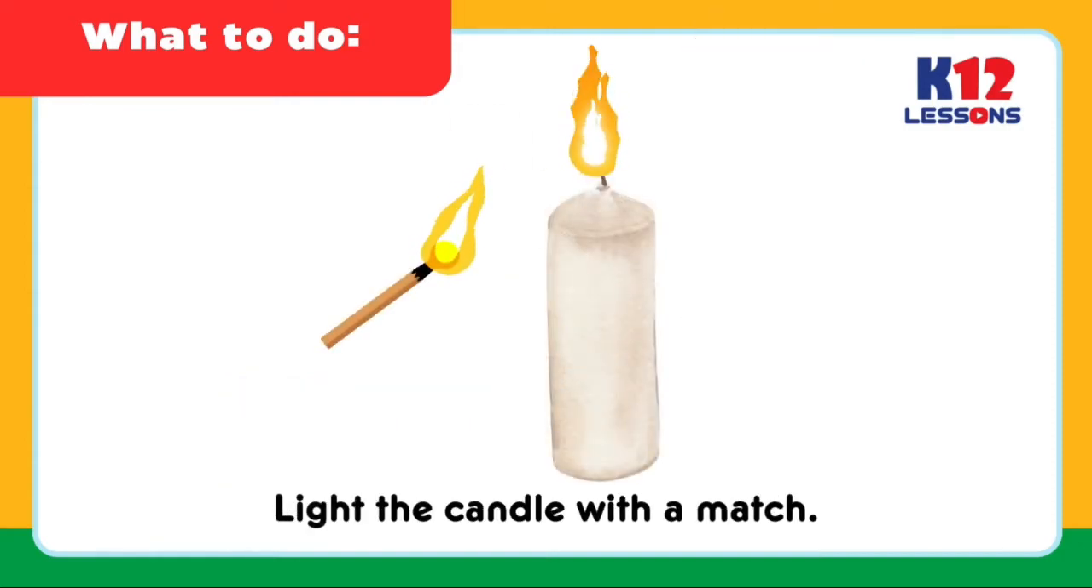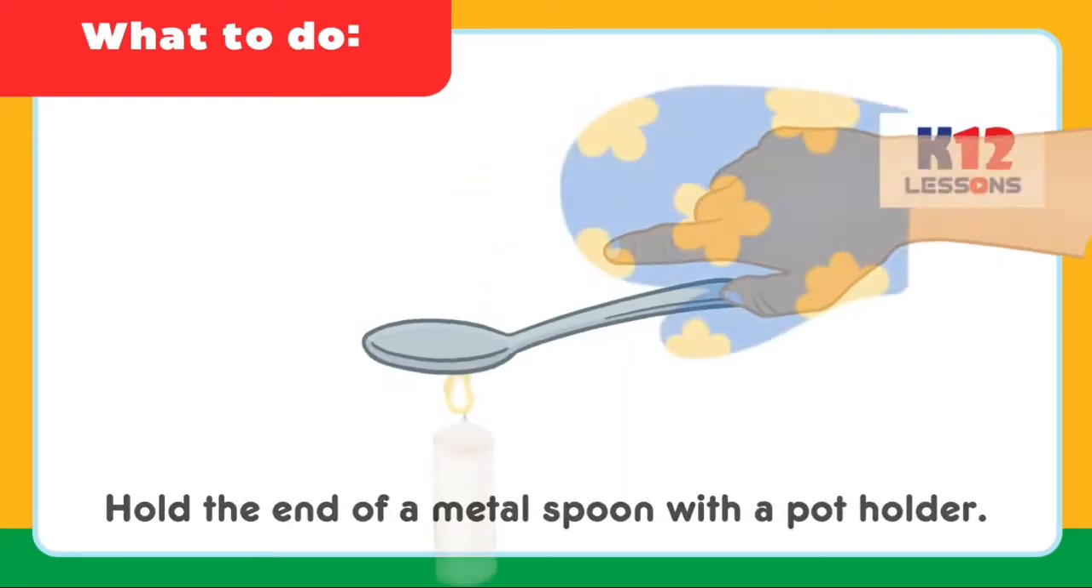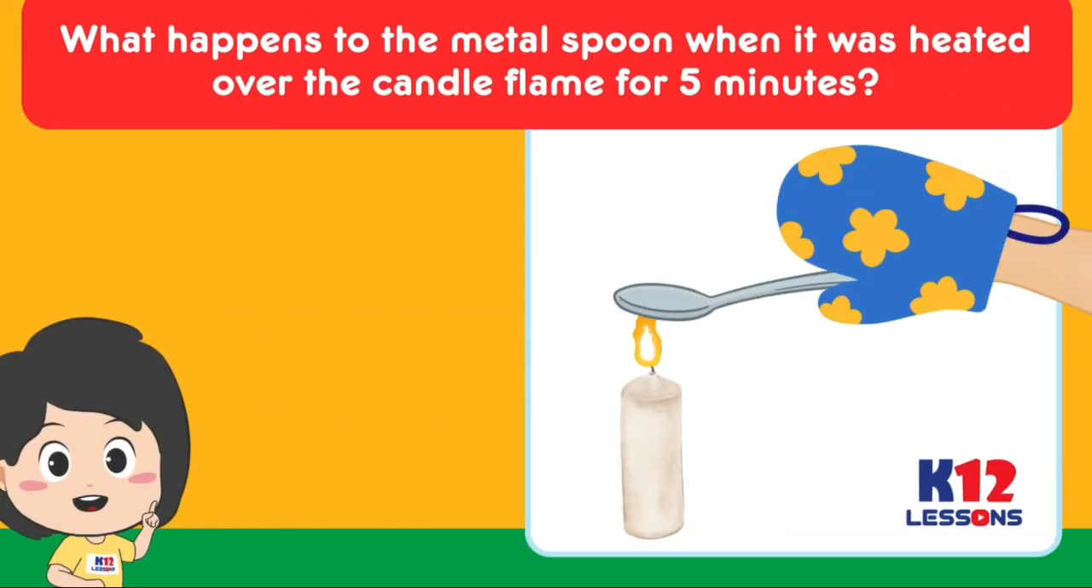Light the candle with a match. Hold the end of a metal spoon with a pot holder. Heat the other end of the spoon in a candle flame for 5 minutes. Observe. What happens to the metal spoon when it was heated over the candle flame for 5 minutes? Why do you think it happened?